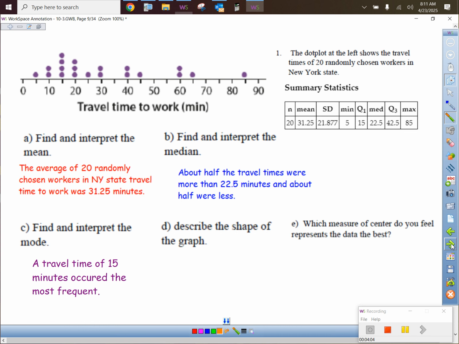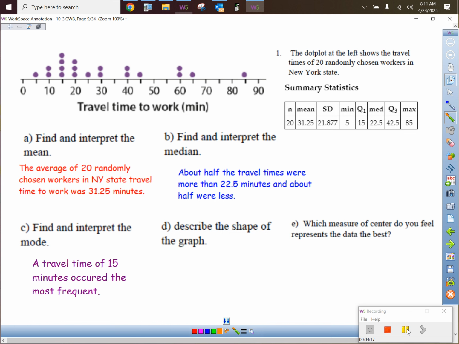A travel time of 15 minutes occurred the most. That's what the mode meant. If there was more than one mode, you just list them both. You know, it's like, oh, 15 minutes and 27 minutes occurred the most. You just list them both, right? Or all that good stuff.